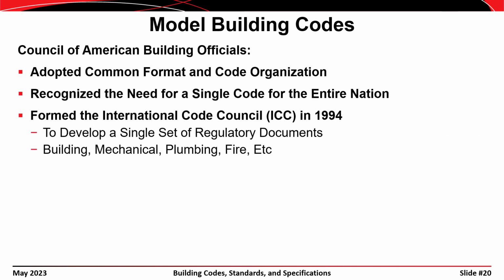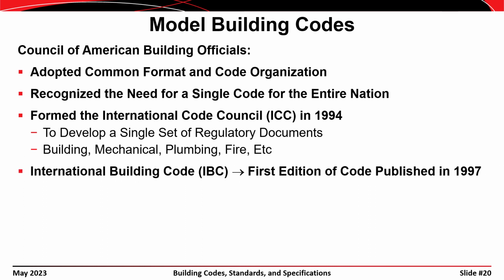To foster national unity and allow the construction industry to compete in an international setting, the three model code organizations formed the International Code Council in 1994 with the intent of developing a single set of regulatory documents covering building, mechanical, plumbing, fire, and related regulations. The result of this joint effort was the International Building Code, or the IBC, which was first published in 1997.